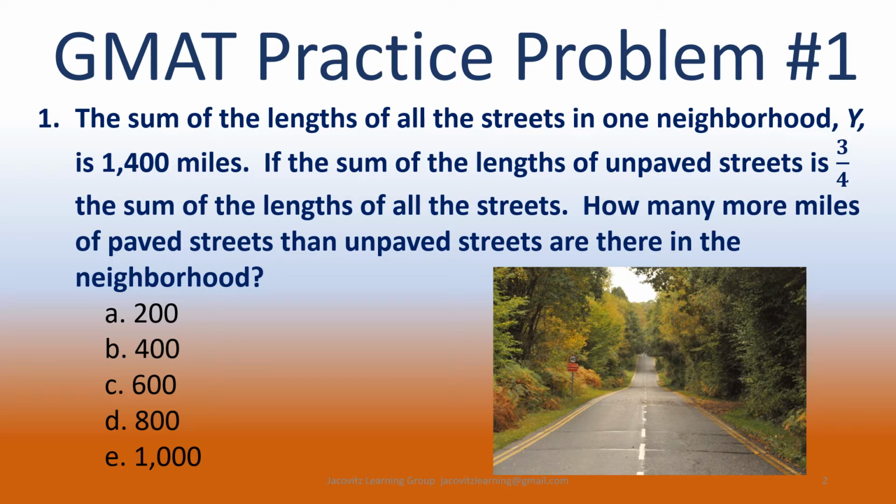This was an actual problem. The sum of the lengths of all the streets in one neighborhood, Y, is 1,400 miles. If the sum of the lengths of the unpaved streets is 3/4 the sum of the lengths of all the streets, how many more miles of the paved streets than the unpaved streets are there in the neighborhood? And your answer choices are 200, 400, 600, 800, 1,000.